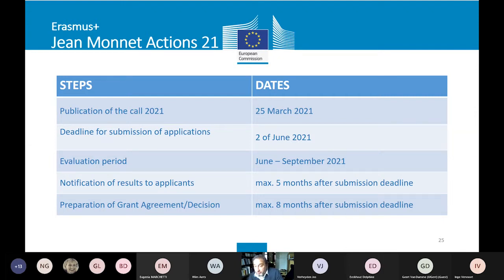The evaluation period is June-September 2020. The notification is maximum 5 months after the submission deadline, so I hope that you will be notified around mid-October, end of October. And the preparation of the agreement is maximum 8 months after the submission deadline. Of course, this period can be shorter, it's not fixed, but the deadline is fixed, based on a financial regulation.